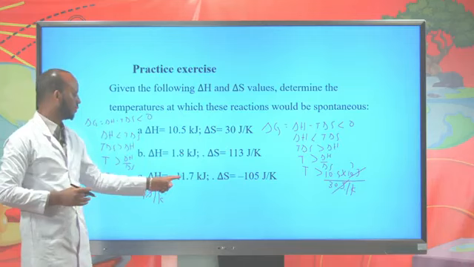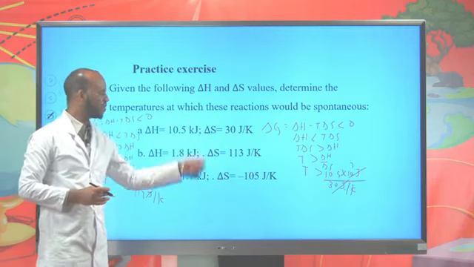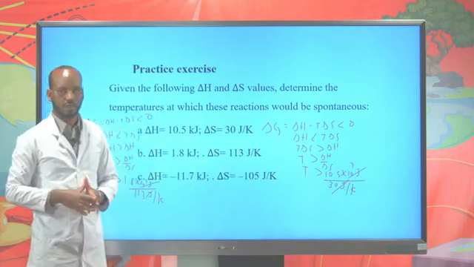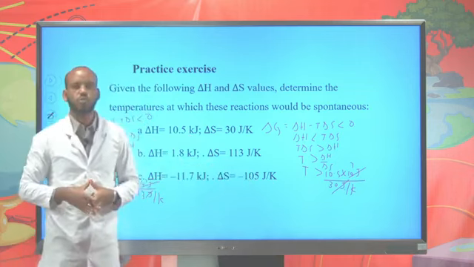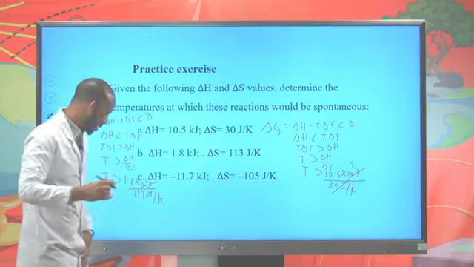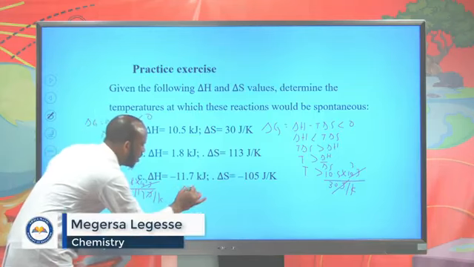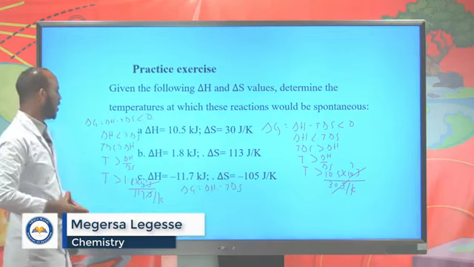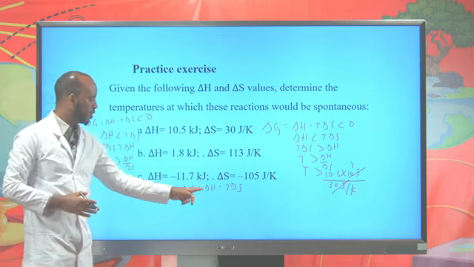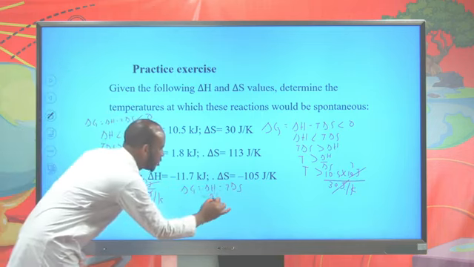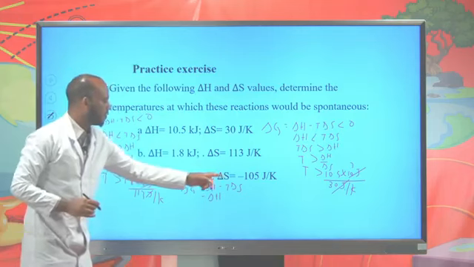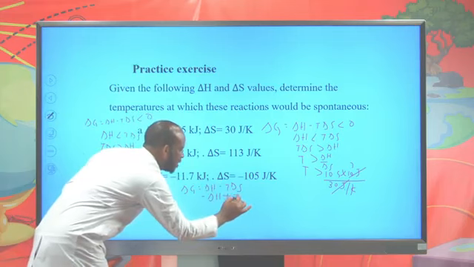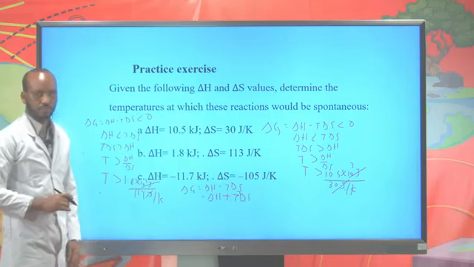C, delta H is minus 11.7 kilojoule. Delta S is minus 105 joule per Kelvin. For what temperature would this reaction be spontaneous? Again, the Gibbs free energy change, delta G, equals delta H minus T times delta S. Now the sign of delta H is negative, so this is minus delta H. Delta S is also negative. Negative times negative is positive, so plus T times delta S.